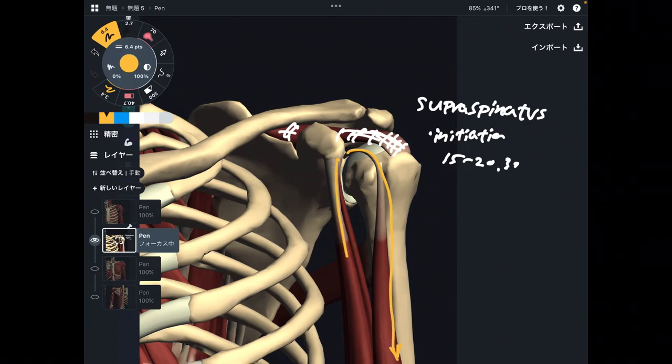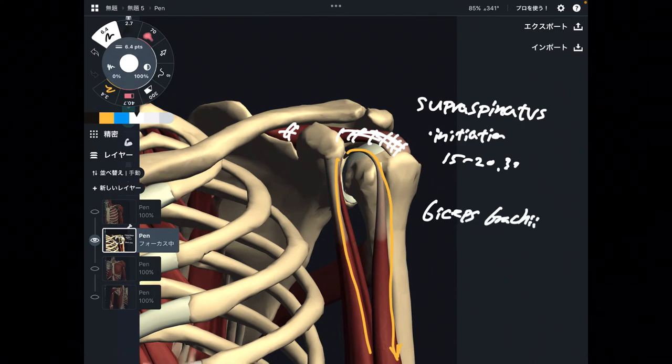This is it. This is biceps brachii. Biceps brachii. Biceps is mainly an elbow muscle. However, it originates from the scapula. What do I mean? If this muscle attaches on the scapula, that means this muscle crosses the shoulder joint. That means this muscle has something to do with the shoulder joint. Thus, biceps can do abduction.